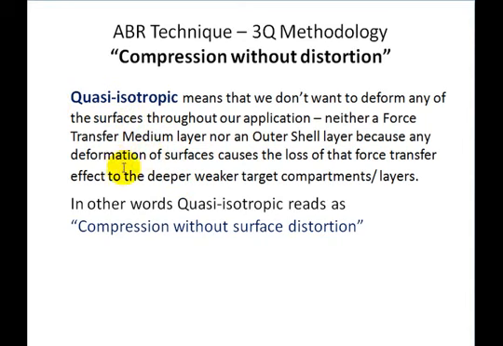And for that purpose, we don't want to distort either a force transfer medium layer or an outer shell layer, nothing. So we want to get compression without distortion. That's the word. That's a summarizing thing for the quasi-isotropic.